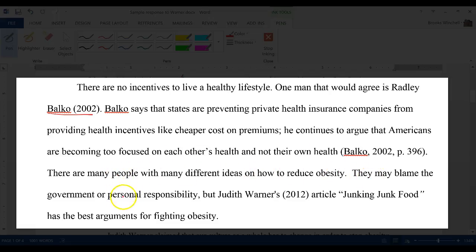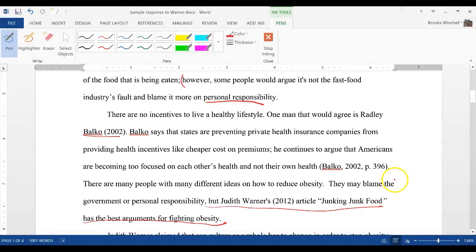There are many people with different ideas on how to reduce obesity. They blame the government or personal responsibility, but Judith Warner's 2012 article, Junking Junk Food, has the best arguments for fighting obesity. Does that sound like a strong statement? This is actually his thesis right here. So he actually has a pretty good thesis statement in part of his introduction.